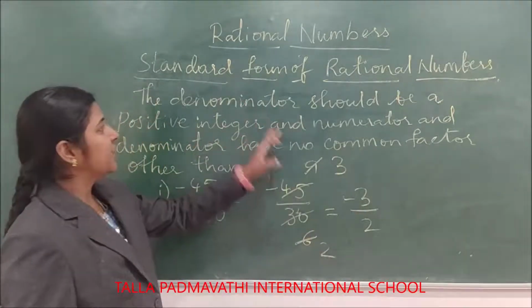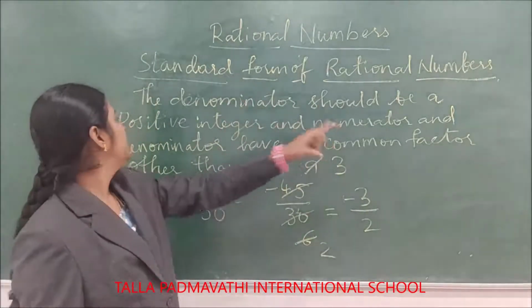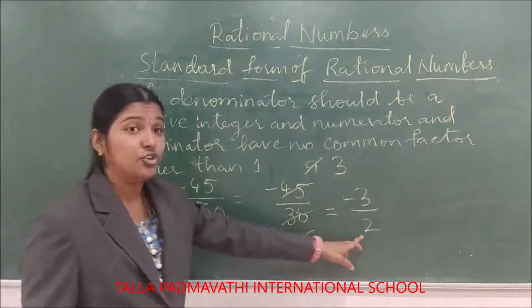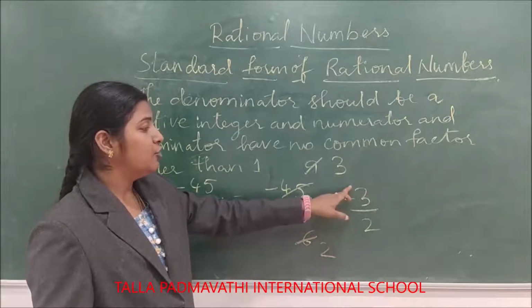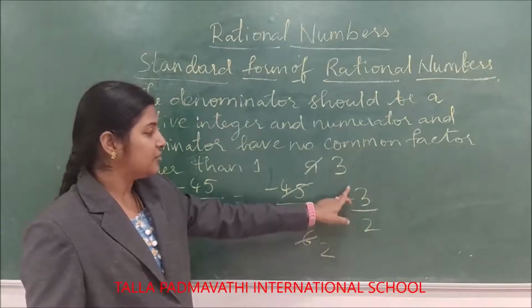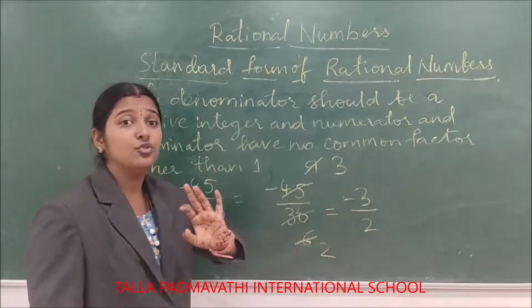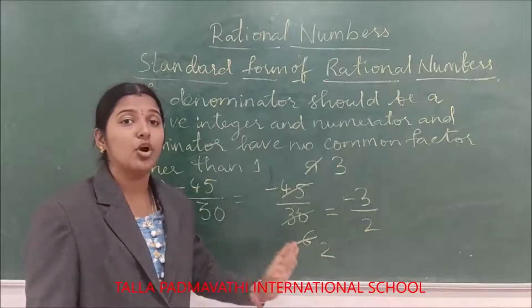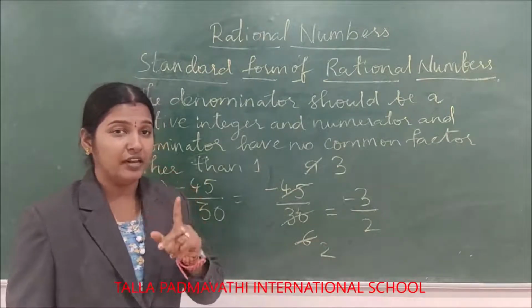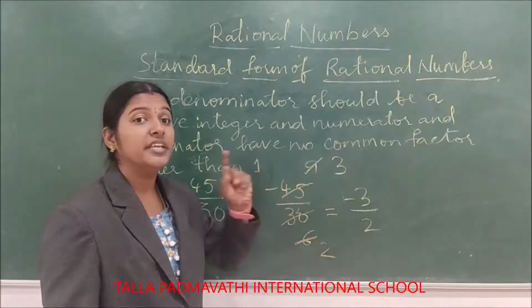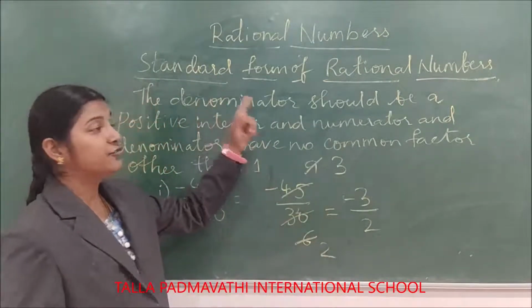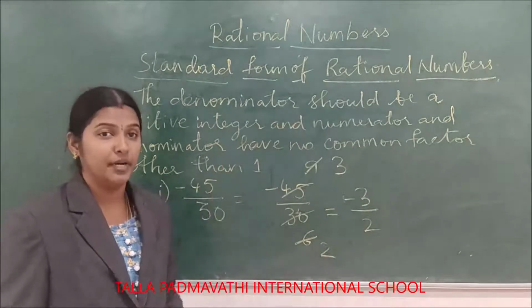So as per the condition, denominator should be a positive integer. Yes, the denominator is a positive integer. And if you observe the numerator and denominator, that is 3 and 2, there is no common factor other than 1. So now you can say that minus 3 by 2 is a standard form of rational number.